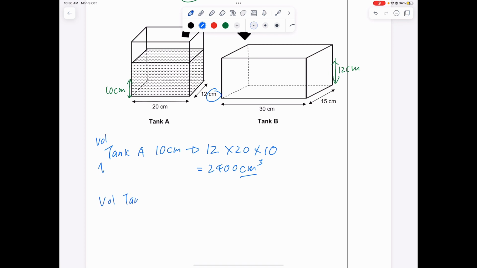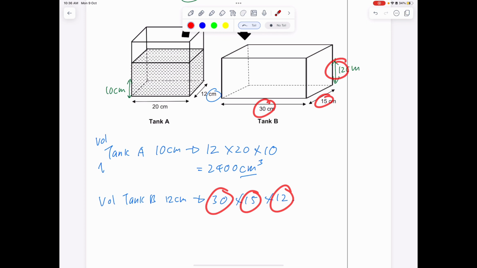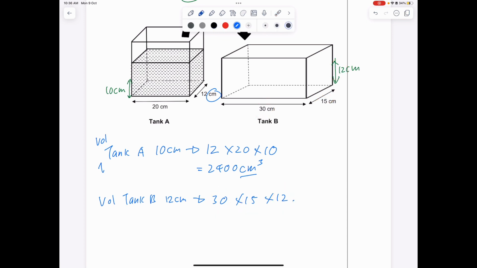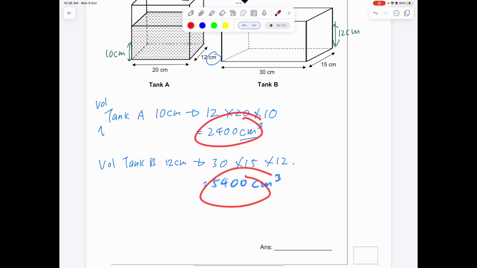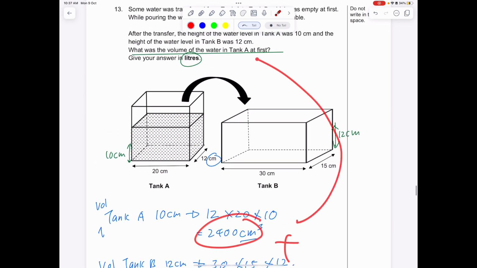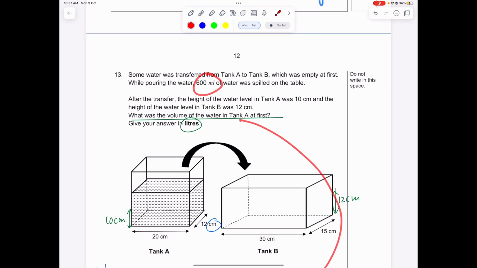So volume of tank B left at 12 cm. Same thing, 30 times 15 times 12. Where did I get my value from? 30, 15, 12. Length times breadth times height. And then my answer would be 5400 cm cube. Because I have written volume here, it is okay for me to put the units. Nothing wrong. Then after that, I need to add these two together with the 600 ml that was spilled.